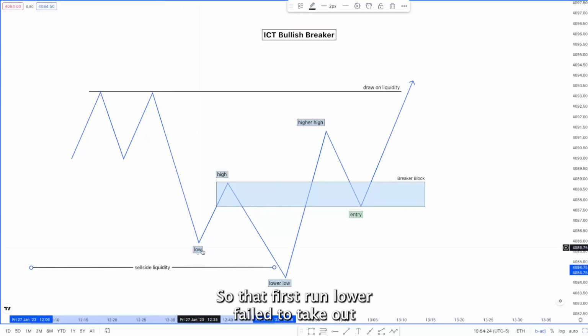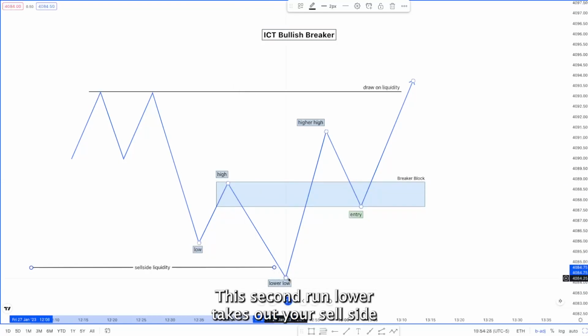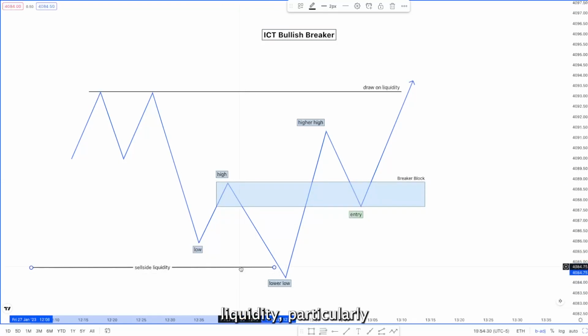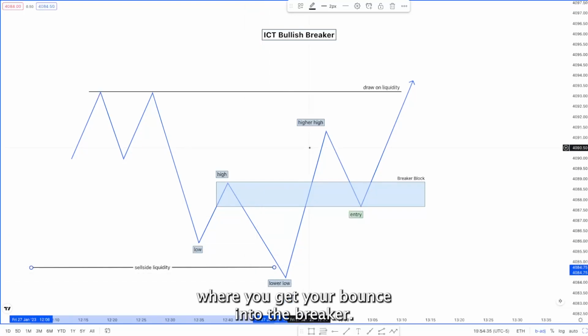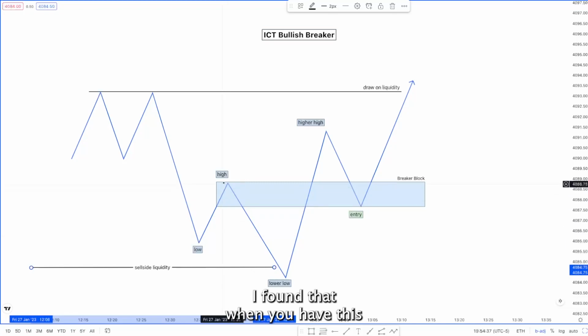So that first run lower failed to take out your sell side liquidity and you get a small bounce. This second run lower takes out your sell side liquidity, particularly, like I said, on a higher time frame, right? And that's where you get your bounce into the breaker. I found that when you have this higher time frame sell side liquidity, you can increase the probability of your bullish breaker playing out and add a bit more conviction on the setup.